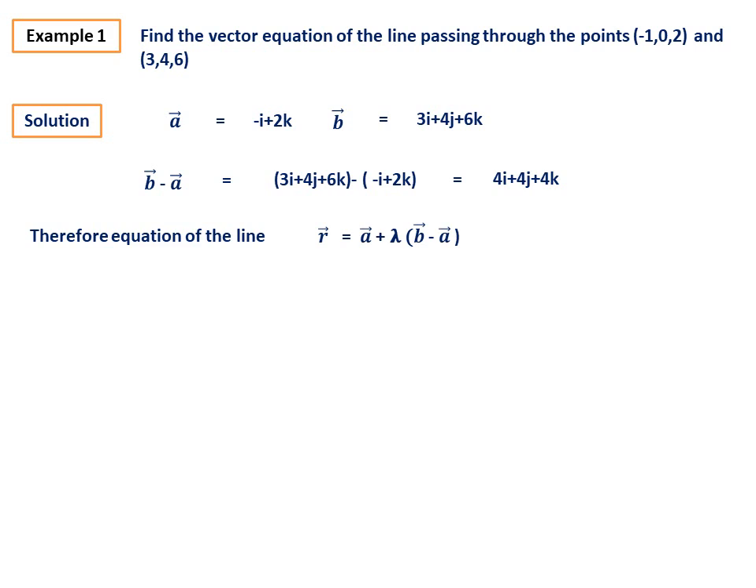Now what is the equation of the line? That you have to write. Vector r = vector A + lambda times (vector B − vector A). Therefore substitute: vector r = −i + 2k + lambda times (4i + 4j + 4k). This is the vector equation. Of course, the question does not ask to find the Cartesian equation. Even if it is asked, you can find it using (x − x1)/(x2 − x1), etc. So this is the second form.